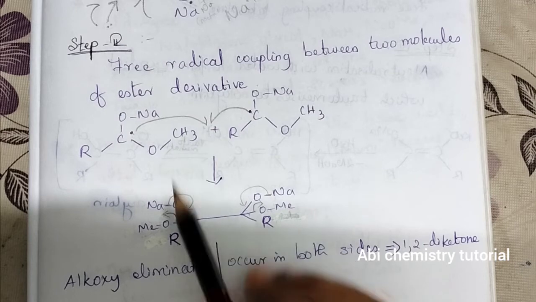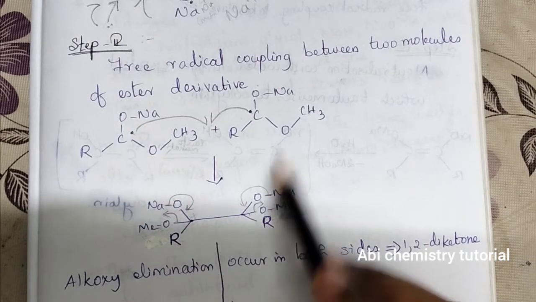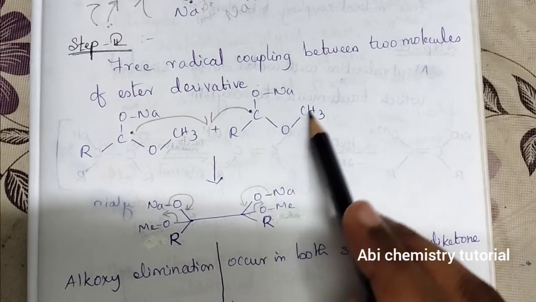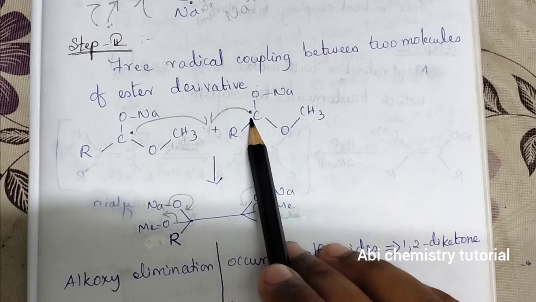So OCH3 is represented as OMe, and ONa and R remain the same. So here also ONa, OMe and R. The bond is formed between this carbon and this carbon.